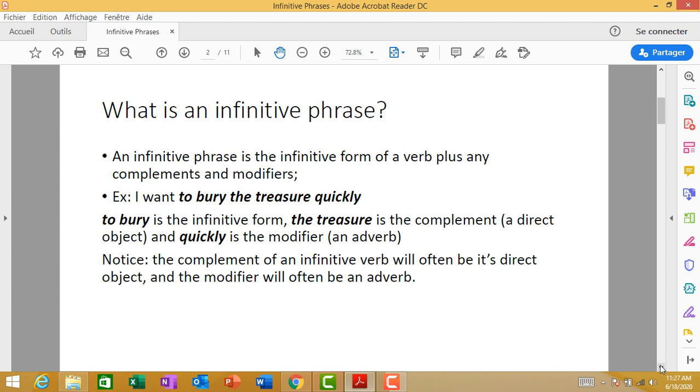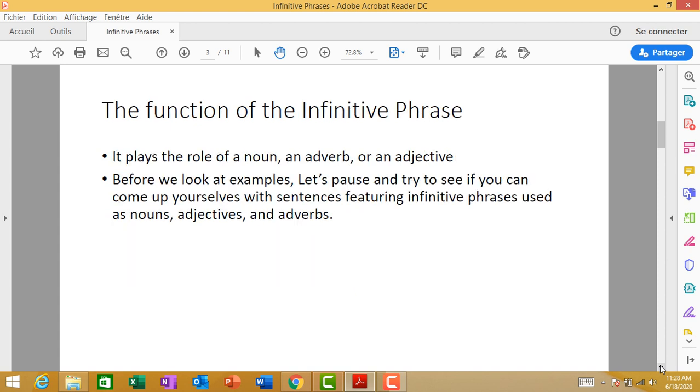The modifier of the sentence is quickly, and the complement is the treasure. I want to bury what? I want to do what? Bury the treasure quickly. Bury what? The treasure. How? Quickly. So to bury is the infinitive form, the treasure is the complement, it's a direct object, and quickly is the modifier. Notice the complement of an infinitive verb will often be its direct object, and the modifier will often be an adverb, like you have it in this example.